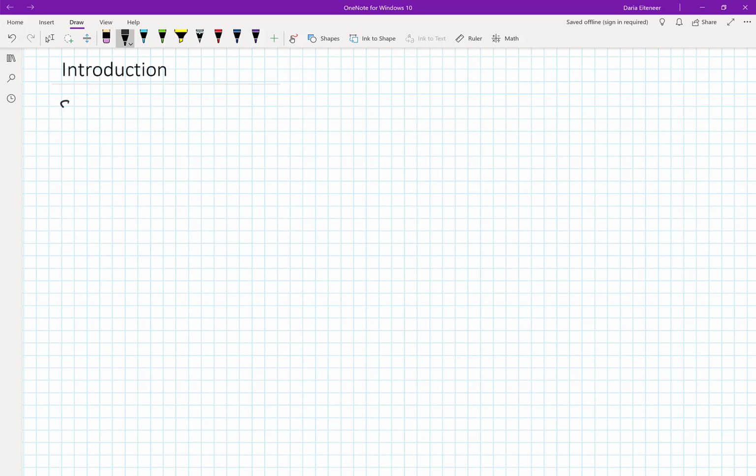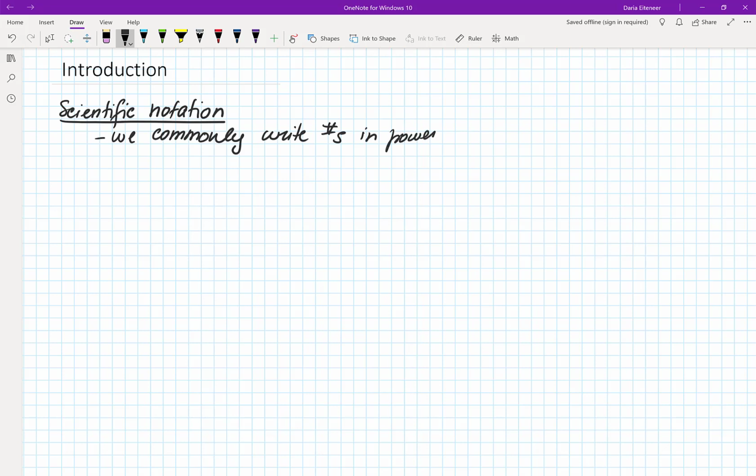I'm sure that most of you already know this, but it's always a good idea to review. So scientific notation. Now you know that we commonly write numbers in terms of powers of 10. So typically we like really big numbers or really small numbers to be written in terms of powers of 10.